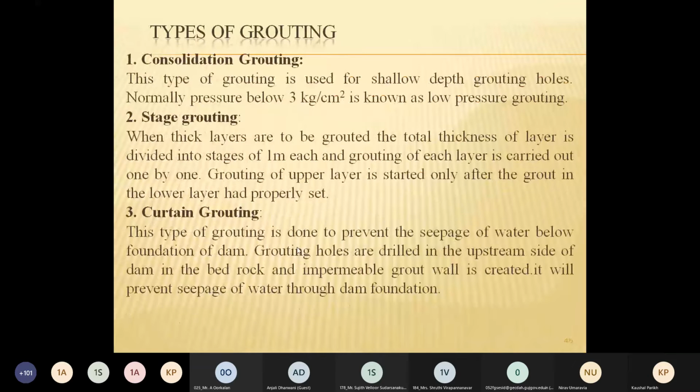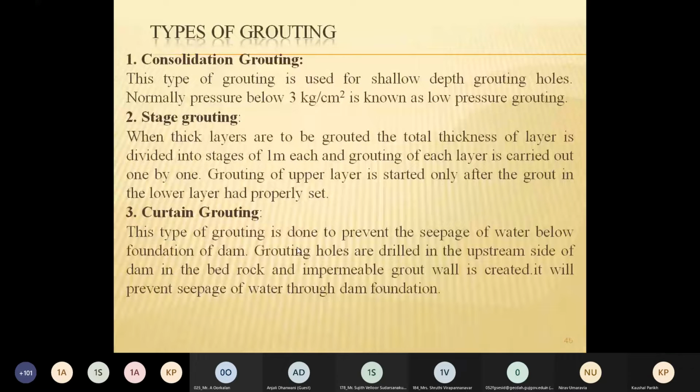There are certain types of grouting. The first is consolidation grouting, the second is stage grouting, and the third is curtain grouting. Consolidation grouting is used for shallow depth grouting holes, normally at a pressure below 3 kg per centimeter square, which is also known as low pressure grouting.